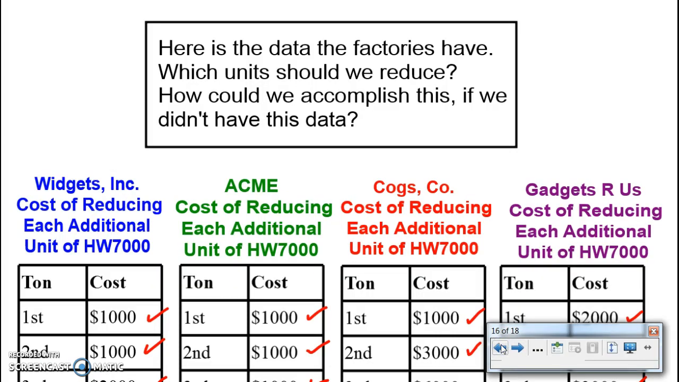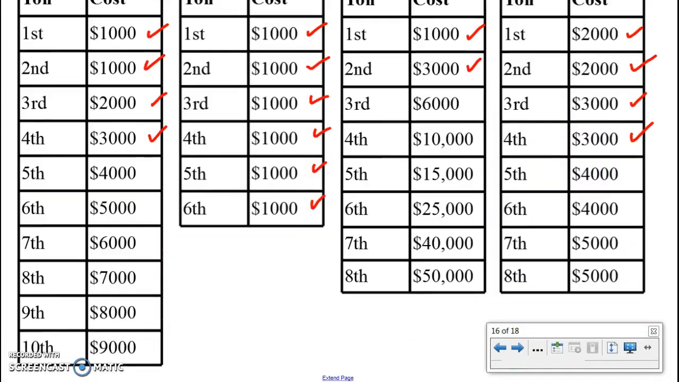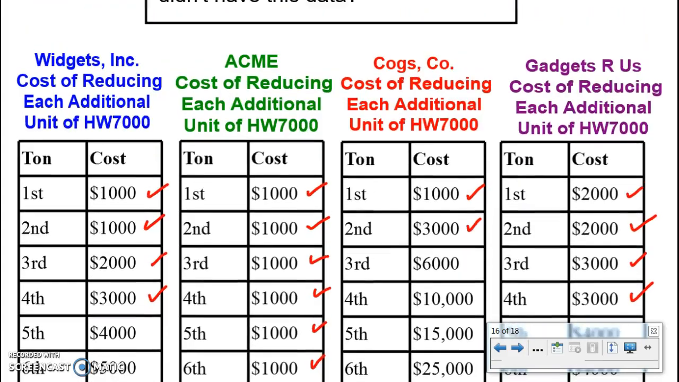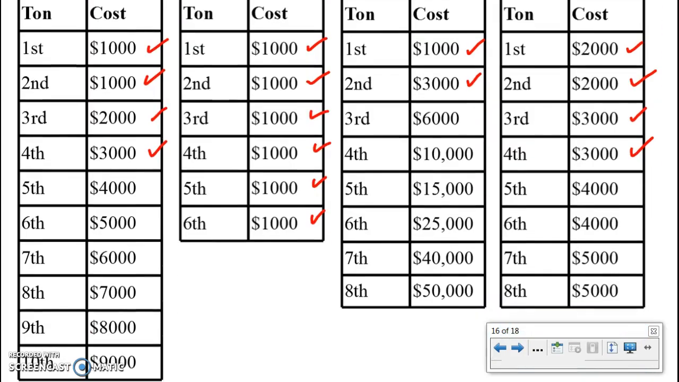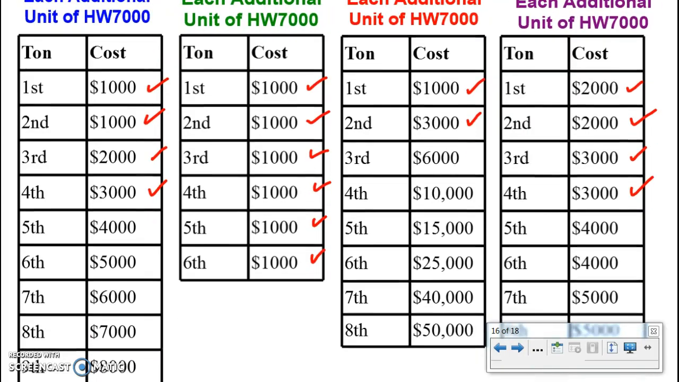So Acme, if they get 4 permits, because it's so cheap for them to clean up the pollution, they would probably just clean up all their pollution and try to sell the permits to other firms. Because if you look at widgets, actually let's not look at widgets, let's look at cogs. Cogs gets 4 pollution permits. Well, obviously they're going to keep on polluting this 50,000. They can't clean that up. That's super expensive.